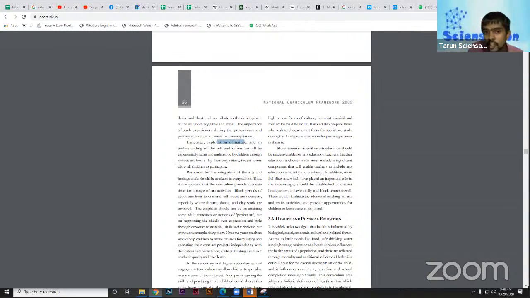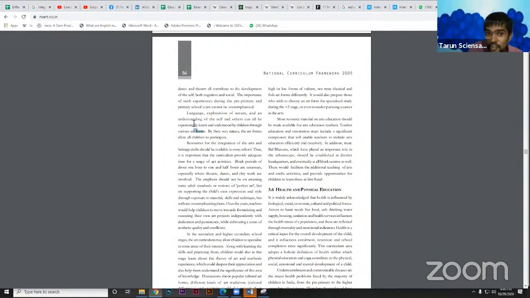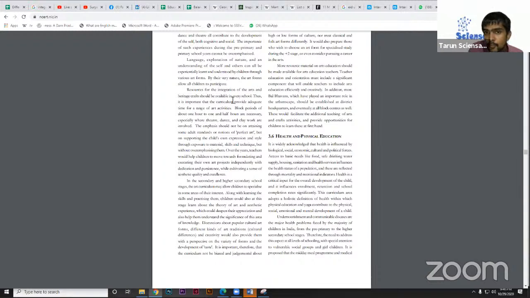Language, exploration of nature, and an understanding of the self and others can all be experientially learned and understood by children through various art forms. By their very nature, art forms allow children to participate. Resources for the integration of arts and heritage craft should be available in every school. Thus, it is important that curriculum provide adequate time for a range of art activities. Block periods of 1 hour to 1.5 hours are necessary, especially where theater, dance, and clay work are involved.